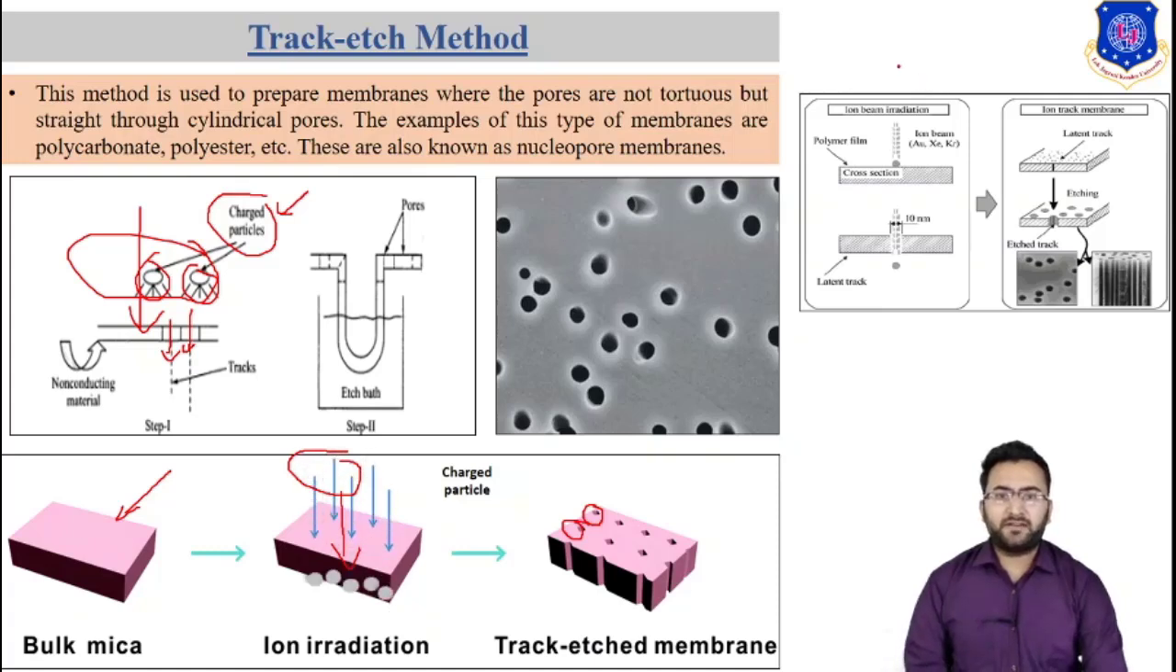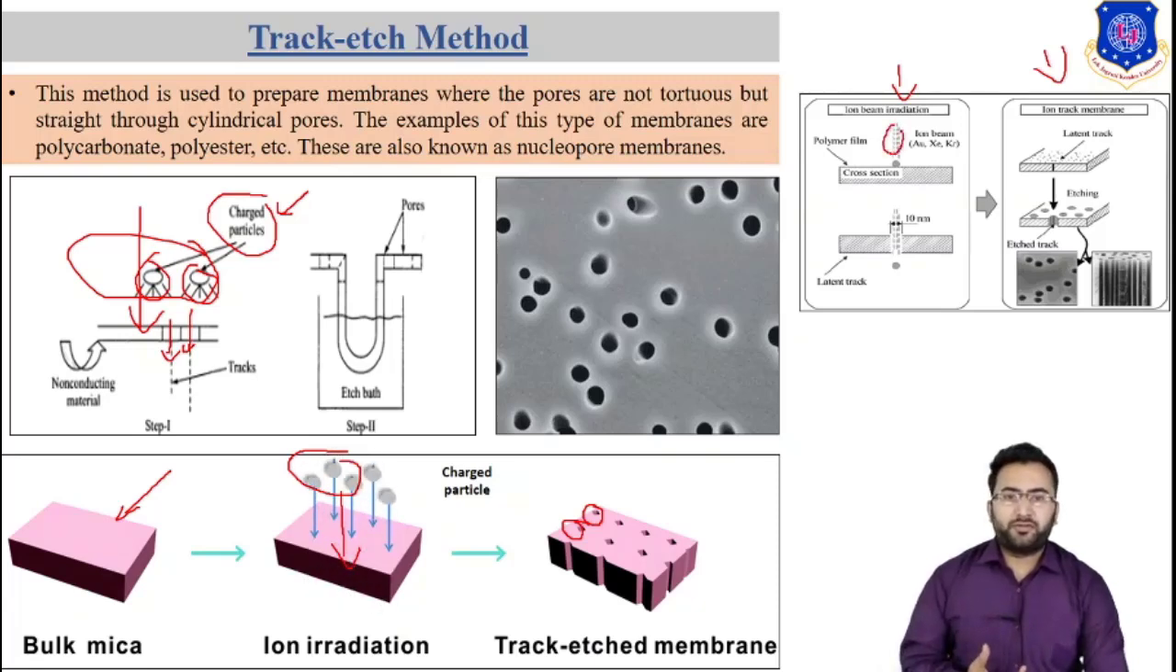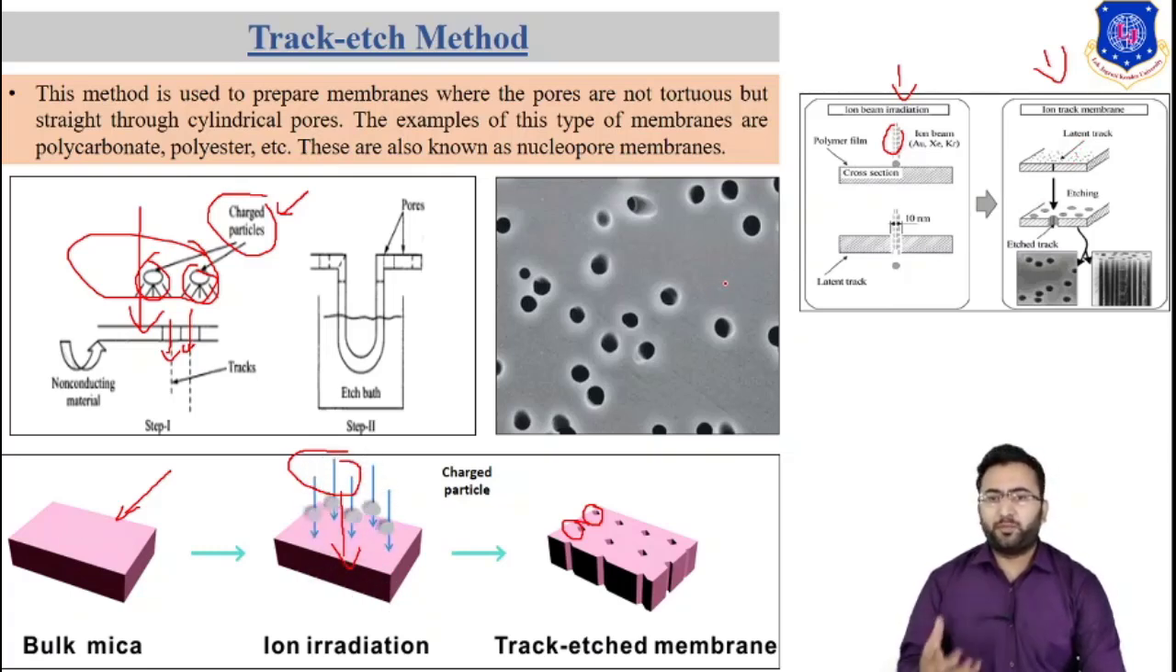The track-etch method is further classified into ion beam irradiation and ion track irradiation techniques, where in the beam method the rays are used, or in the ion track method the charged particles are used to make the pores on the surface of the membrane. So this is an SEM image of a membrane made by the track-etch method, which gives this type of cylindrical pores throughout the membrane. This is a cross section of the membrane. So this is all about the track-etch method.